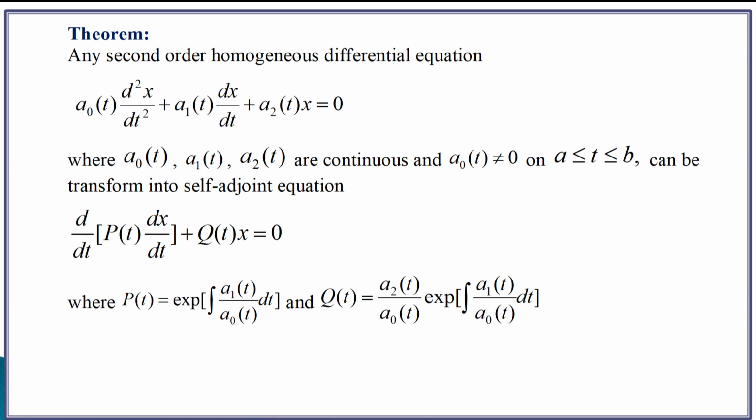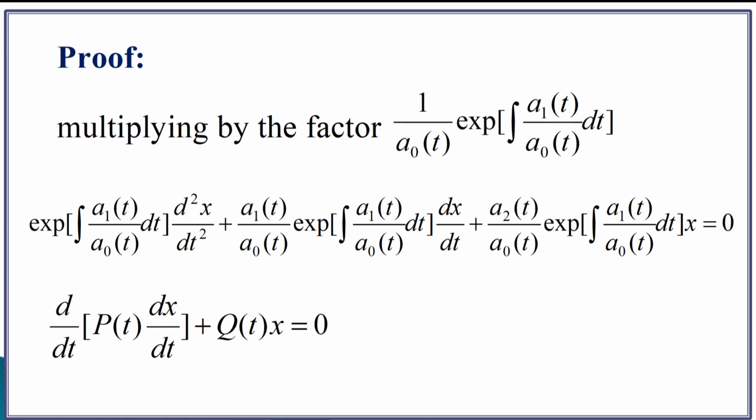You can see, if we just multiply both sides by 1 by a0 times the exponential of the integral of a1 by a0 dt, we can transform the original equation into the form of a self-adjoint equation. So let's see the proof. Just multiplying by this factor, 1 by a0 exponential to the power this, the original equation becomes the second equation, and then after simplifying you will get the third equation.